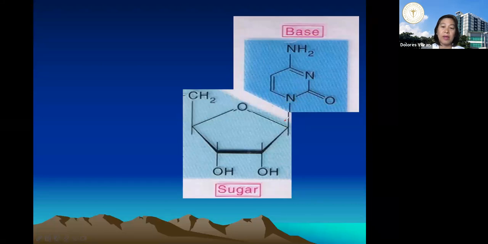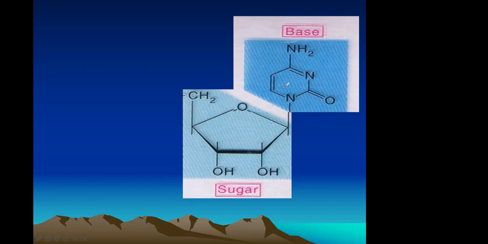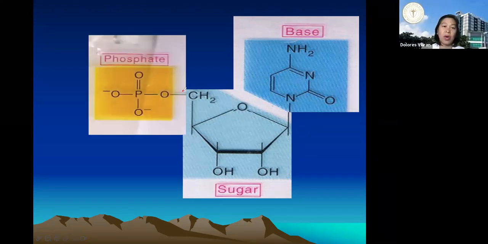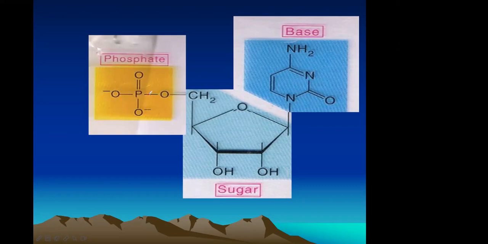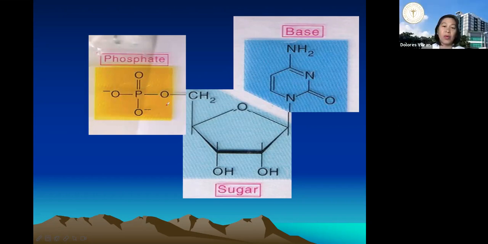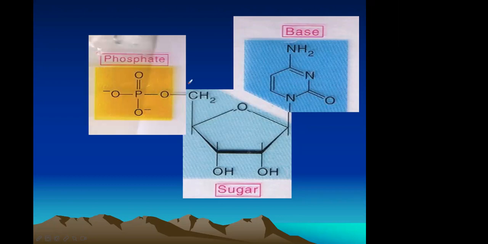Again, the sugar has this numbering. This is carbon 1, then 2, 3, 4, and 5. The first carbon is always linked to a base, while the fifth carbon is linked to your phosphate group. And the linkage is known as a phosphoester linkage.